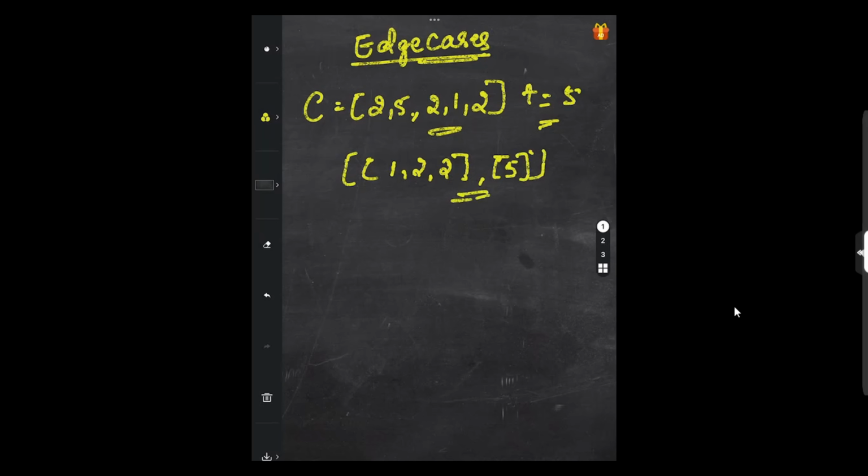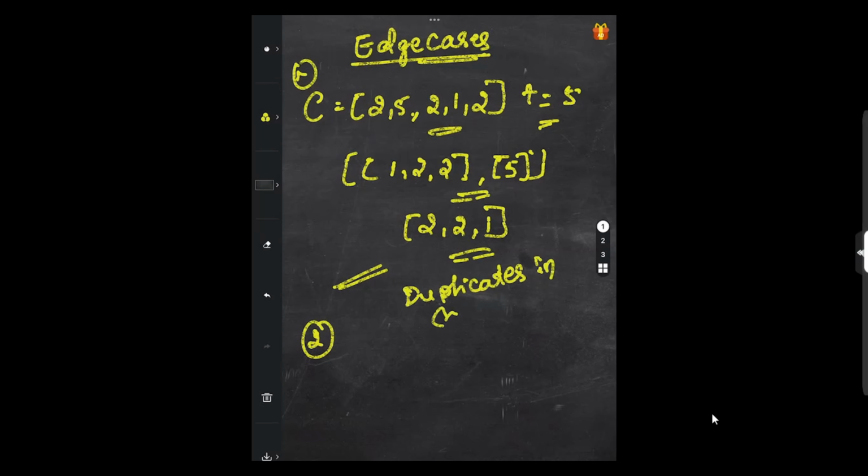So these are the valid combinations that we get. So we have to avoid duplicates here, right? In this case, we have to avoid the duplicate 2, 1. So this is one of the edge cases, nothing but the duplicates in the candidates, right? This is the first edge case: duplicates in candidates.